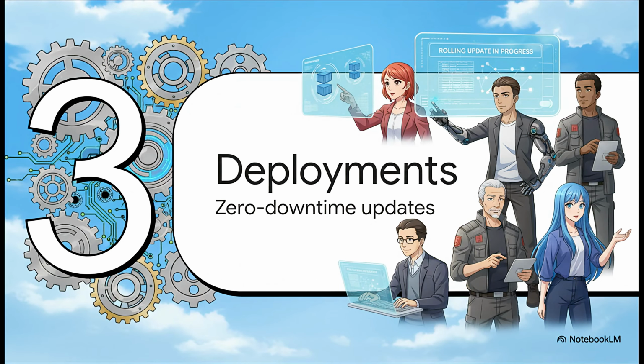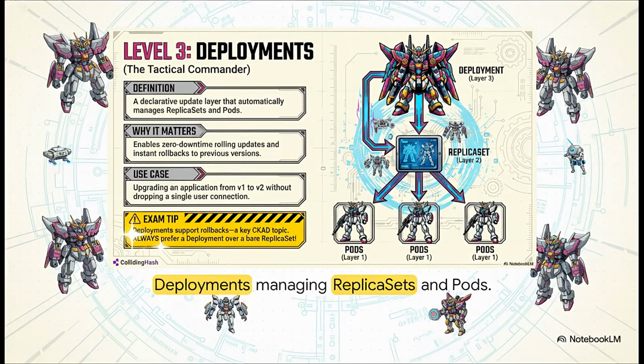Section 3. Deployments, the tactical commander. Zero downtime rolling updates. All right, let's elevate our strategy a bit. We've gone from basic vulnerable pods to self-healing replica sets, and now we hit level 3, deployments. Deployments act as the ultimate tactical commanders sitting right above those replica sets.